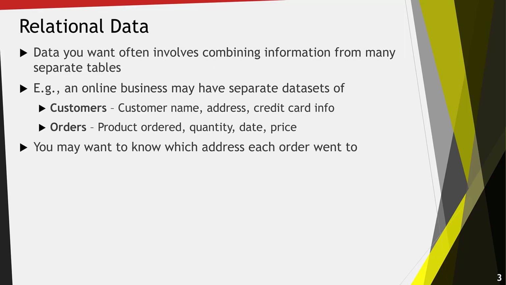In the last video, we covered relational data. Remember that data you want often involves combining information from many separate tables. The example that I provided there had a customers table and an orders table, where orders for each customer were linked to the customers table using a customer identification number. But how is it that we actually combine the information from these tables?